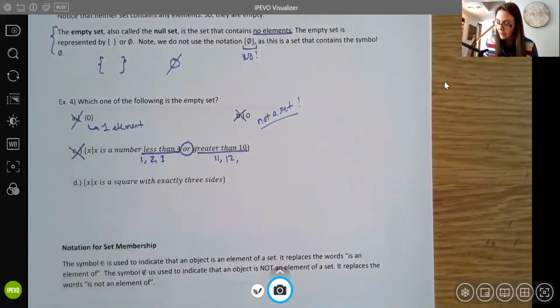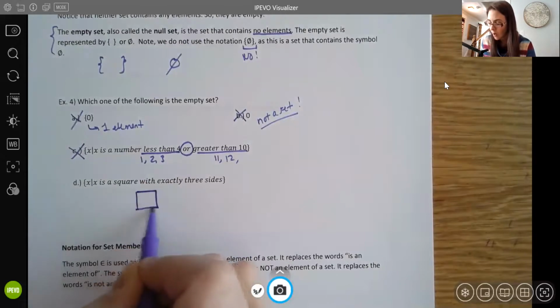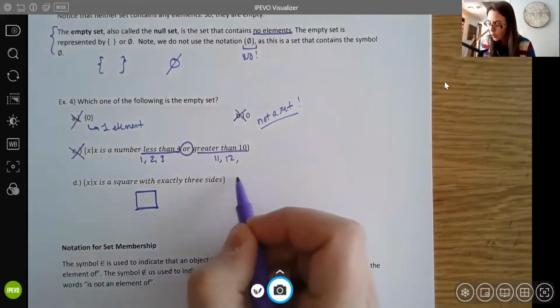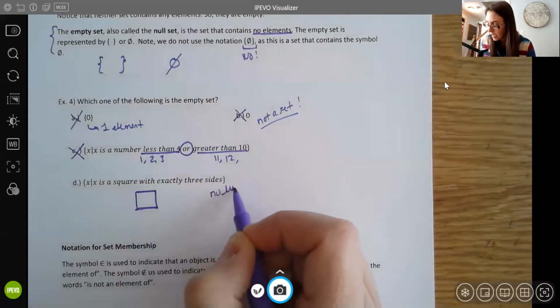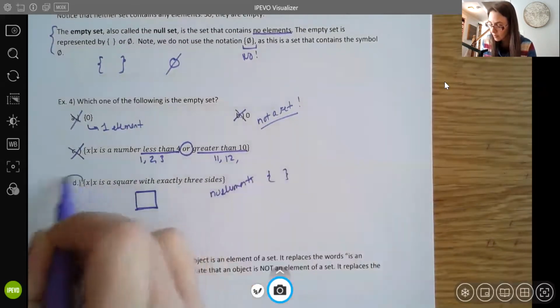Here, the set x such that x is a square with exactly 3 sides. So think about a square. You know a square always has 4 sides. There is no such thing as a square with 3 sides. So there are no elements in this set. So this is the empty set.